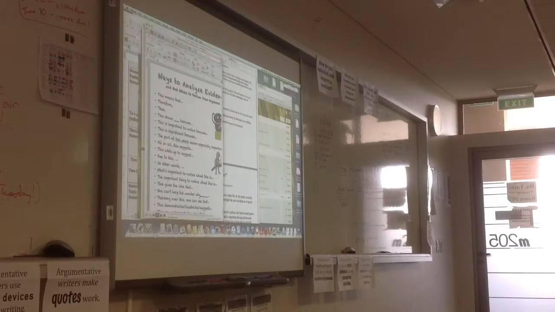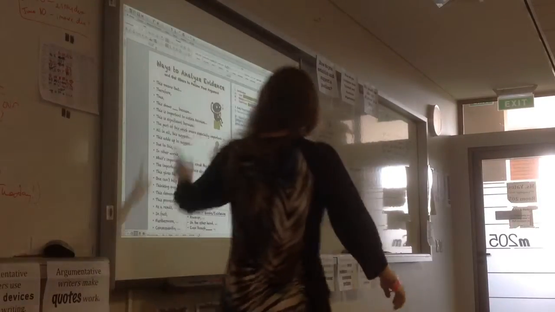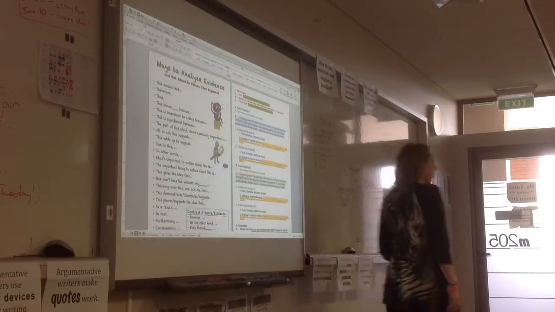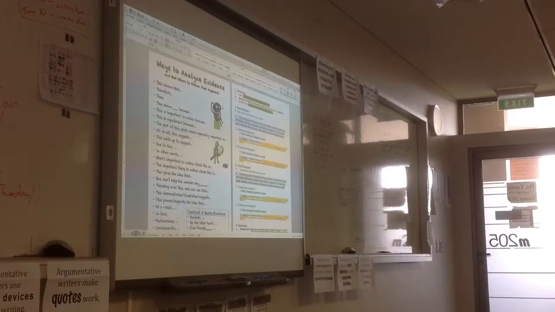So yours will look like this. It is 2 pages. And it says Ways to Analyze Evidence. So I will know that you have it because I will see that you are looking at it on your iPad. Okay. Make sure that you have that.